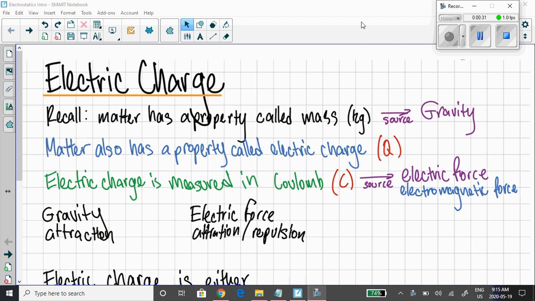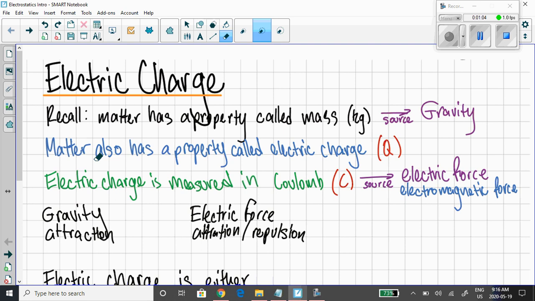So here we go. I want you to remember something that we've been dealing with for quite a bit of time now. That all the material around this matter has a property called mass. It's measured in kilograms, and it is the source of gravity. We talked about the universal gravitational equation with big G in it, how, for example, the Earth and Moon have a gravitational pull on each other. That's because of their gravity. We're going to leave that behind now, and we're going to go to another property of matter, okay?